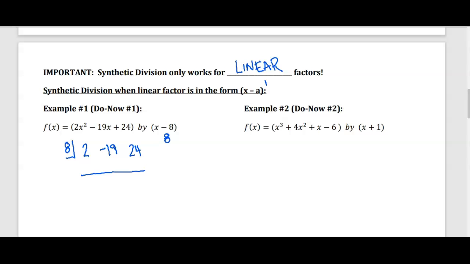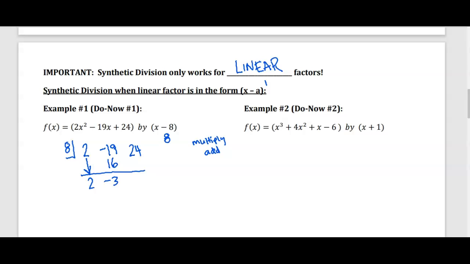And then what you're going to do is bring down the first value. So you always bring down that leading coefficient. And then it's going to be a pattern of multiply, add, until you hit your remainder, your last column. So here we're going to multiply our a value, 8, by 2, and we get 16. We're going to put it in the next column, and then we're going to add down. We're going to get negative 3.